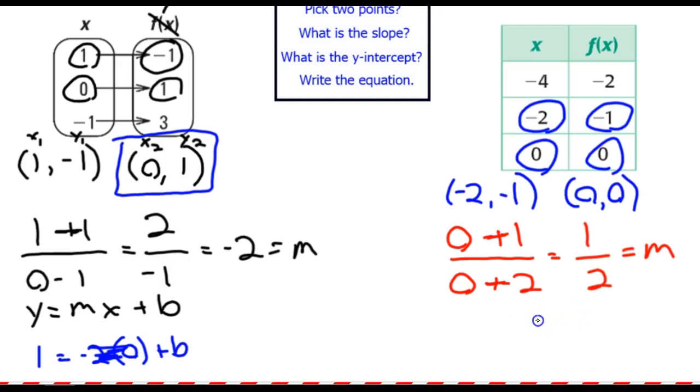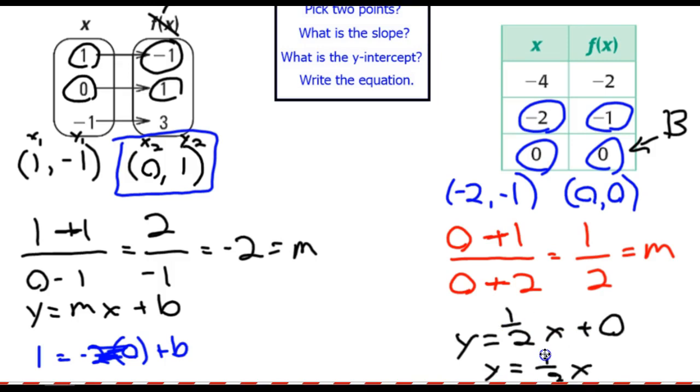Now, we don't even need to solve for the y-intercept, because if we look at our graph, we can easily figure out what it is. We found that here our y is 0. If our x is 0 and our y is 0, that's where it crosses our y-axis. So our y-intercept is 0. So our equation then is y equals 1/2 x plus 0, or just y equals 1/2 x.